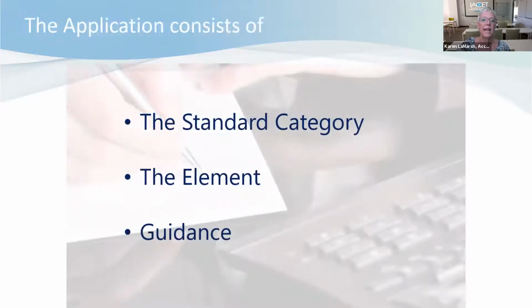There are 9 categories within the application, and each category has at least one element associated with it. For each element, you'll find guidance given in the application to help you understand what you must submit. It's advisable to read through the entire application and the embedded guidance to have a clear picture of how it's organized before you begin to upload your documents. In just a few minutes, we'll review the standard categories.